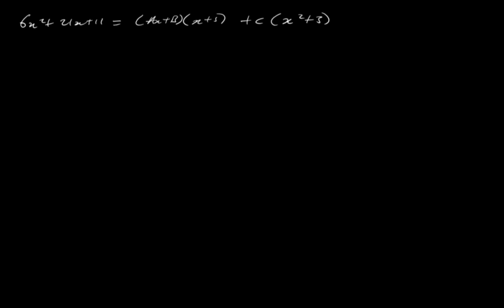Alright, wonderful. Now, at this point, I can assume x to be anything. Assume x is 0. What am I going to get? So 6 times 0 squared plus 21 times 0 plus 11 is equal to. The moment I plug in a 0 here, I get 0. Then C, sorry, I won't really get a 0.